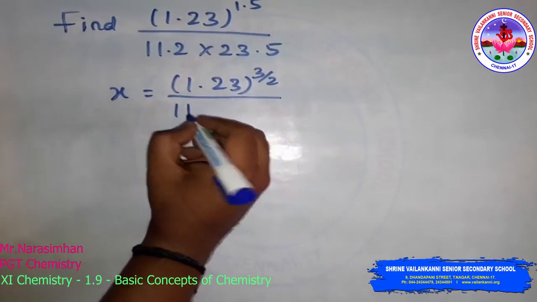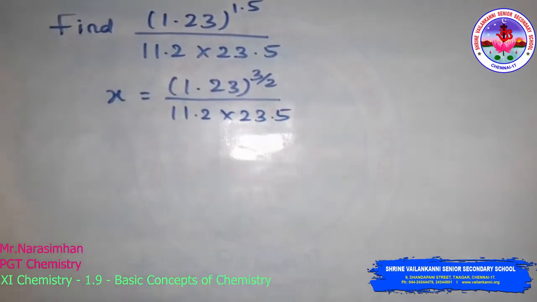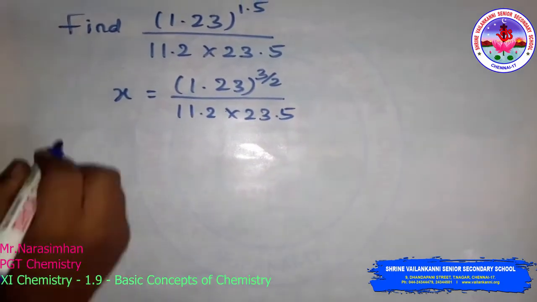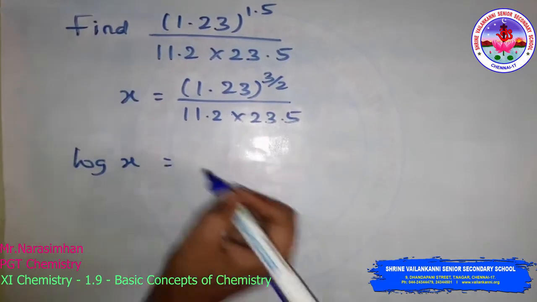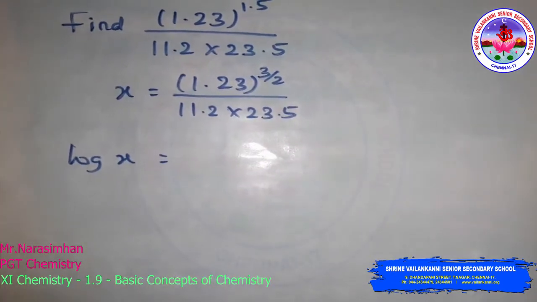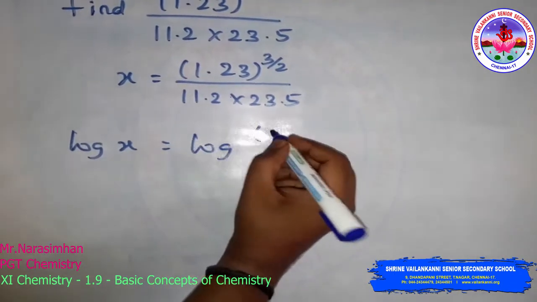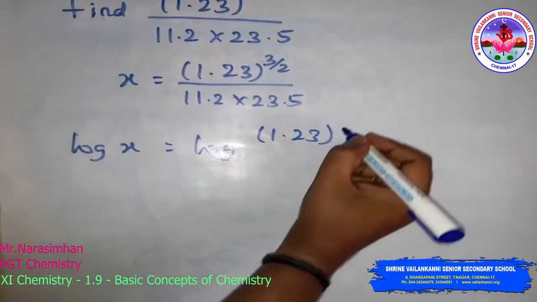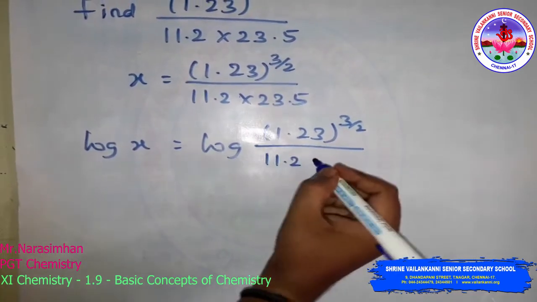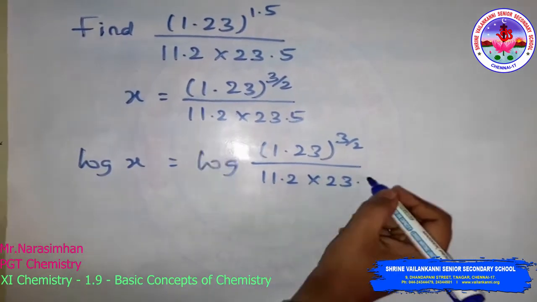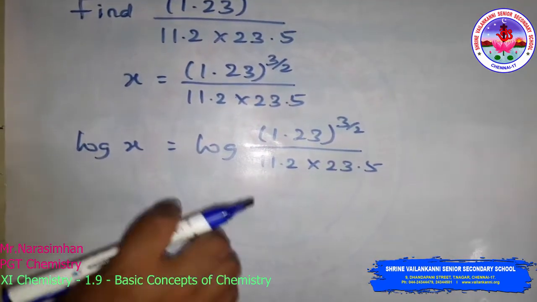Then 11.2 into 23.5. So this is the value of x. So log of x is equal to log of that full value: 1.23 power 3 by 2, divided by 11.2 into 23.5. Using this, we can write it like this.